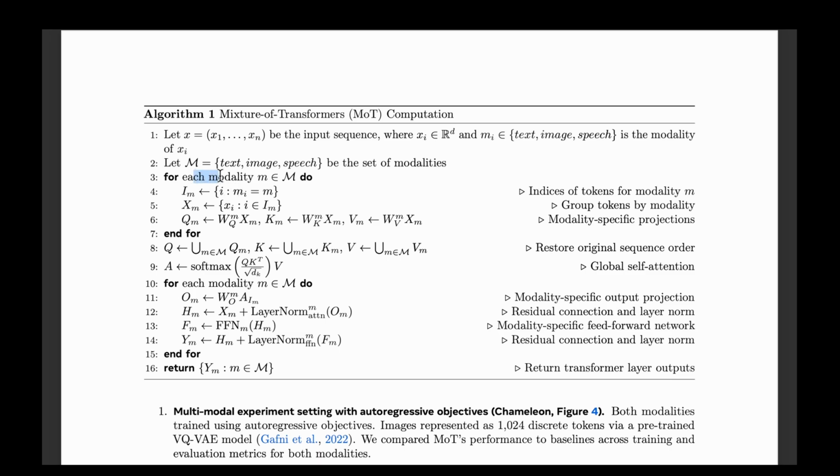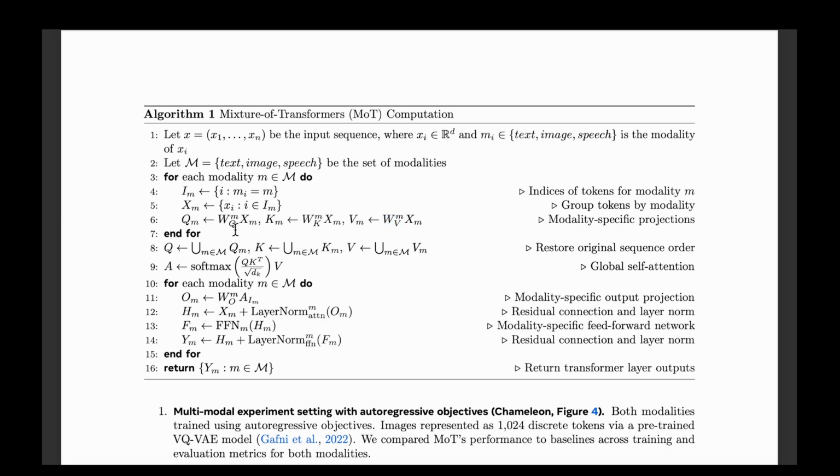So we can see that we are iterating through the three modalities, which are text, image, and speech. For each modality, we are getting the index of each of the tokens, and then we are grouping the tokens by the modality. So we have grouped the modalities, we have indexed the modalities, and now we apply modality-specific projections. For example, these are the weights for query for the modality, let's say text, and this is the key and this is the value, and we have specific weights for each of the modalities.